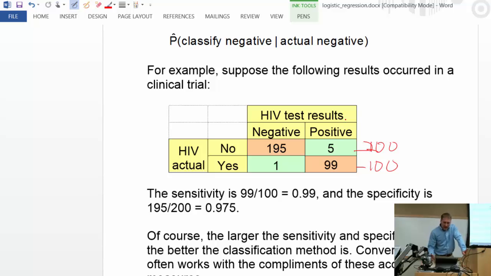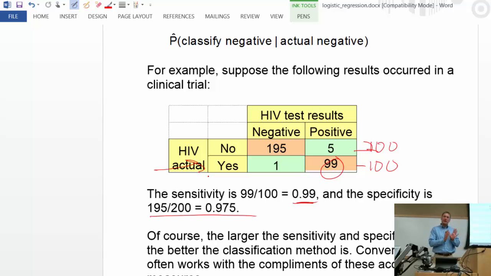So in this particular case, given truly HIV positive, the test detected 99 out of 100 as being positive. So then the sensitivity is 0.99. For the specificity then, out of the 200 people that were HIV negative, we got 195 right. So in this case, the specificity is 195 divided by 200, 0.975.